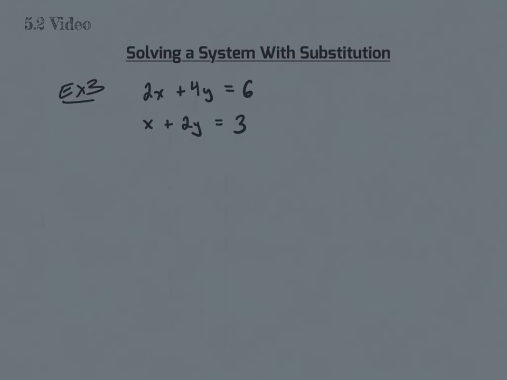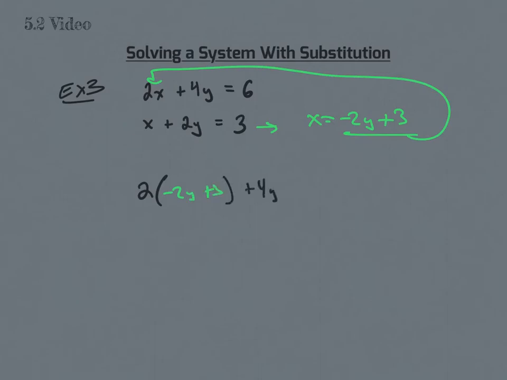For our third question, let's go a little faster here. We're going to isolate x in the second equation because that one's going to be the easiest one to get by itself. So the second equation is going to become x equals negative 2y plus 3. I'm going to take that negative 2y plus 3 and plug it in for x in the first equation. So the first equation is going to become 2 times negative 2y plus 3 plus 4y equals 6. Do some distributing: negative 4y plus 6 plus 4y equals 6. On the left side, negative 4y plus 4y cancels out, so I just get 6 equals 6.